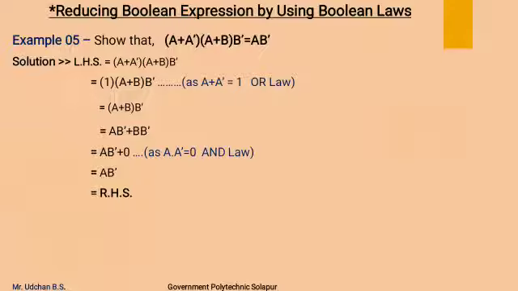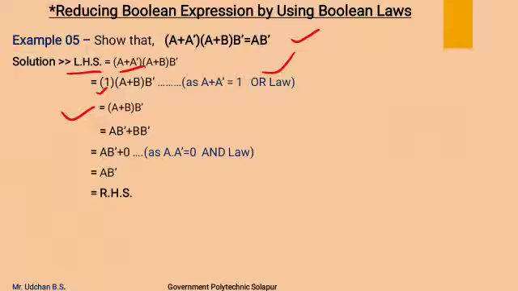Now the next example is, we have to show that a plus a bar into a plus b into b bar should be ab bar. First we take the left hand side of our equation, that is a plus a bar into a plus b into b bar. Now from this equation, a plus a bar can be written as 1 as per this OR law. So the equation gets reduced to a plus b into b bar.